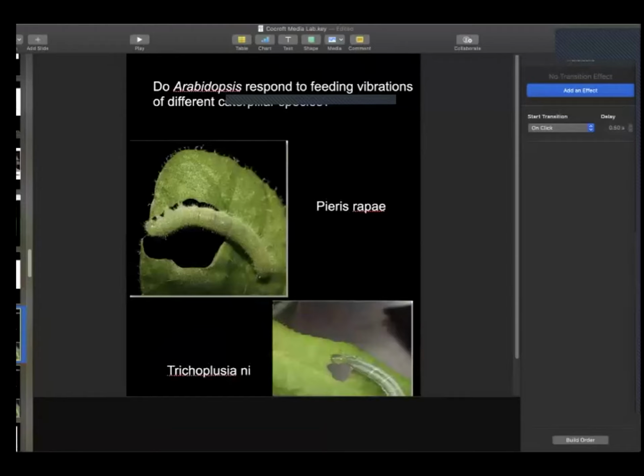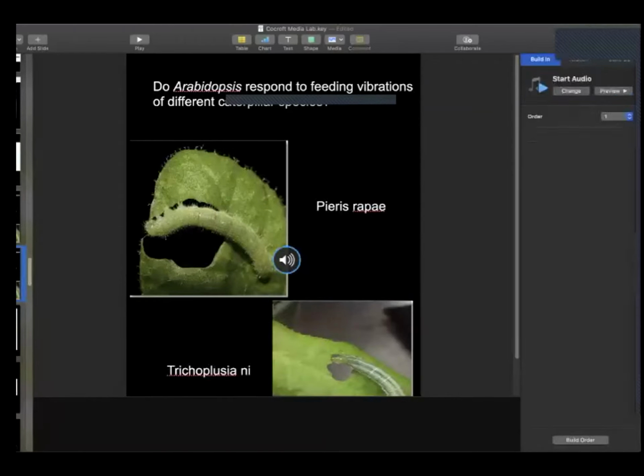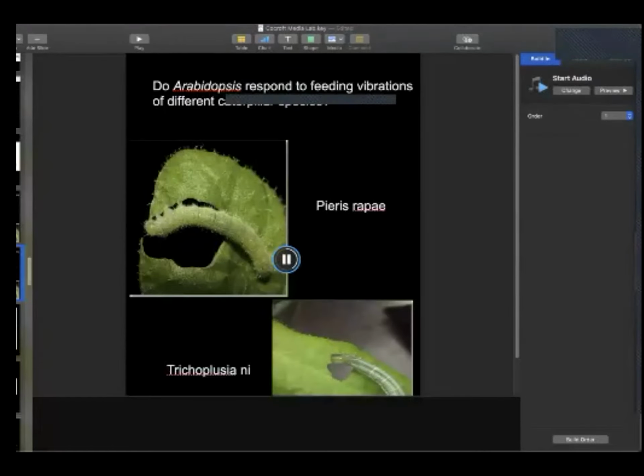And I'll just end here by saying that one of the more recent things we've done is to ask, basically, is a chewing caterpillar a chewing caterpillar? Do plants that are fed on by multiple species distinguish among them? So a student in my lab used recordings of this, our canonical species that we've used. And here's another species that's a generalist. You can hear it has a much faster rate of feeding.